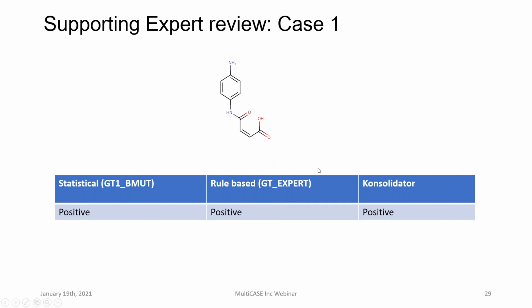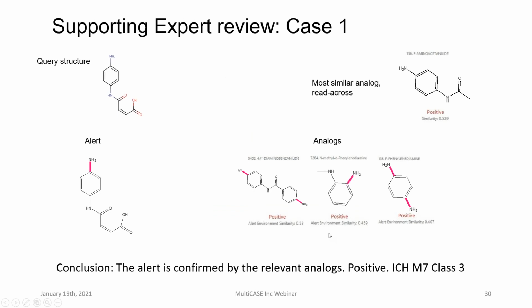So case study number 1, we have this chemical. We tested it with a statistical model, with a rule-based model, and Consolidator, which is our expert review assistant tool, gave a preliminary conclusion: positive. Why? Let's have a look. It identified the alert, aromatic amine. It gave us 3 analogs which contain this alert from the underlying databases, with measured alert environment similarity. It's the situation around the alert in the query compound. The query compound does not have anything in the ortho position here. We have something here. We don't have anything here. And that's how it works.